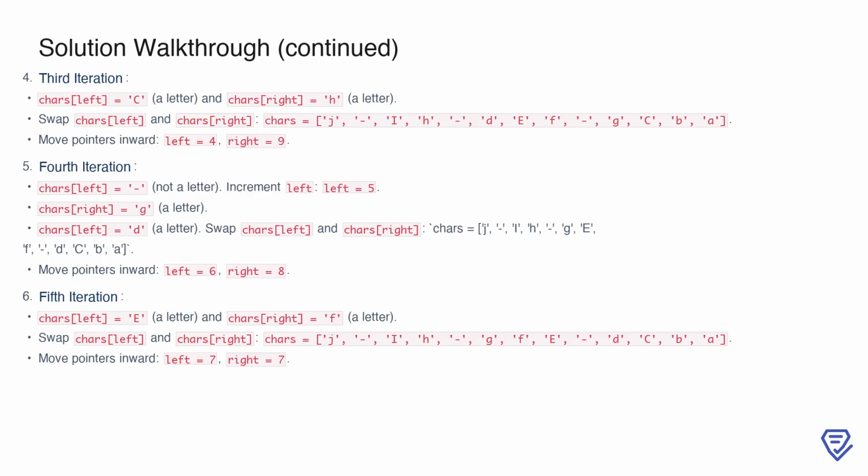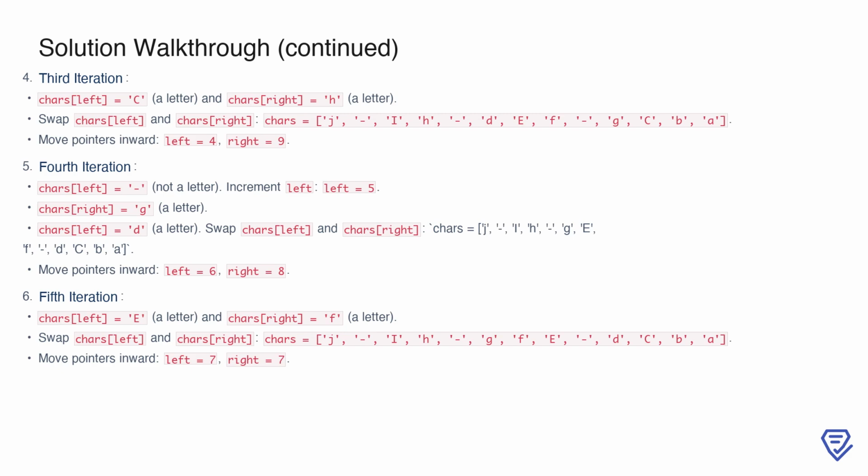In the fourth iteration, the left pointer encounters a non-letter character. This is ignored by simply incrementing left, allowing us to focus only on the letters. Once left and right both reference letters again, we swap their values and continue the inward movement. By the fifth iteration, we have letters at both pointers once more, so we perform another swap.